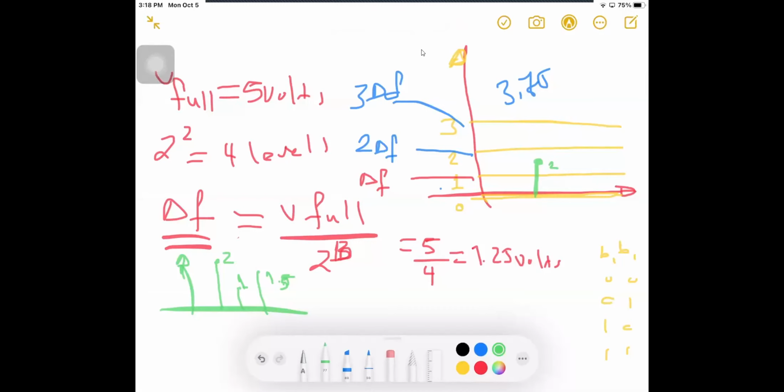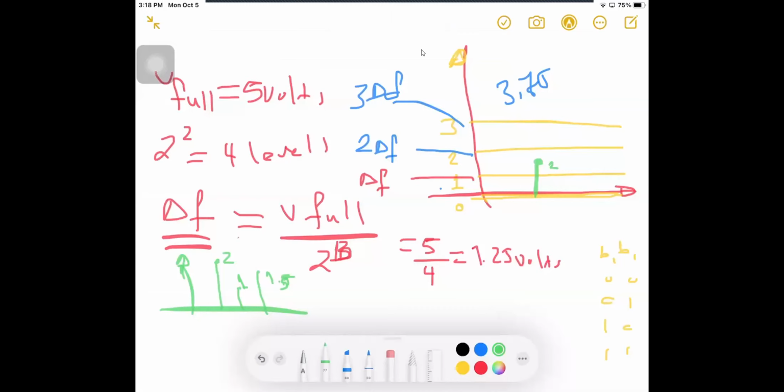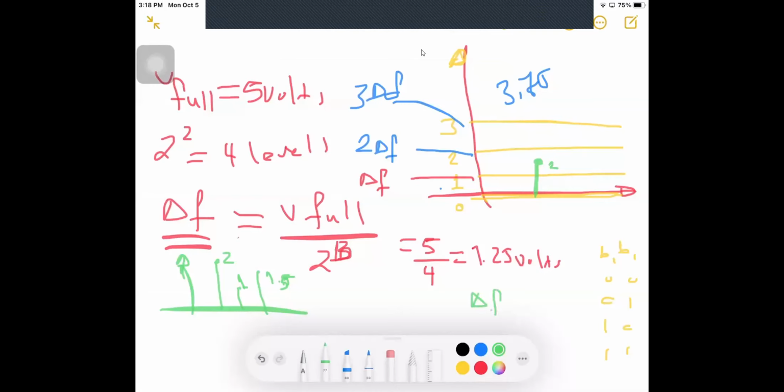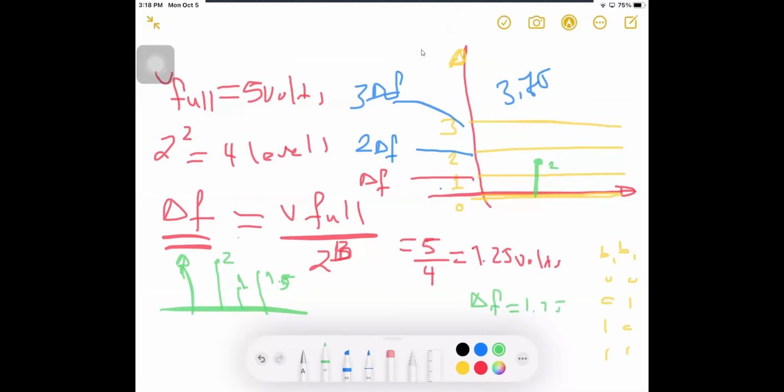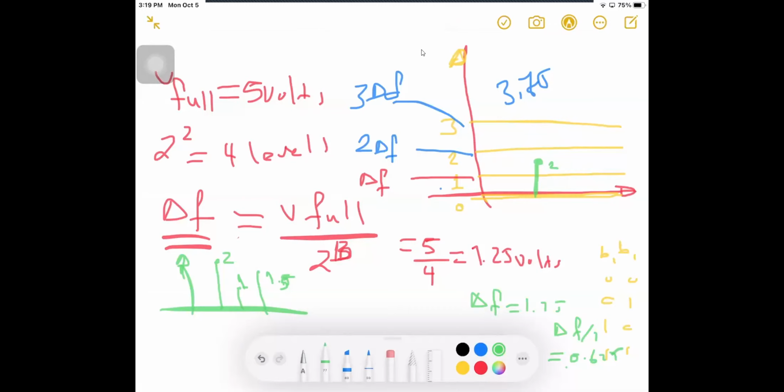If the sample value is greater than 1.5 of the first step, delta F, then it will be approximated to the upper level. For example, delta F is 1.25, delta F over 2 is 0.625, and 0.625 plus 1.25 will be 1.8 something. Now, the sample is equal to 2, so it's greater than 1.5 of delta F. So in this example, the value of this sample will be approximated to level number 2.